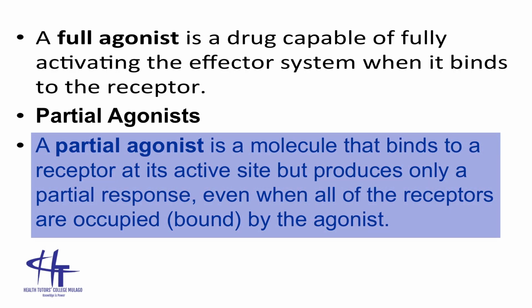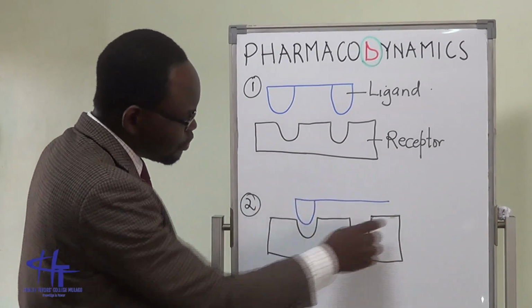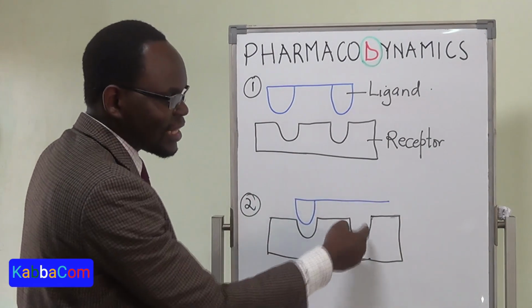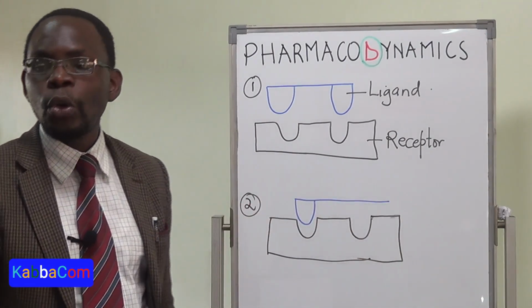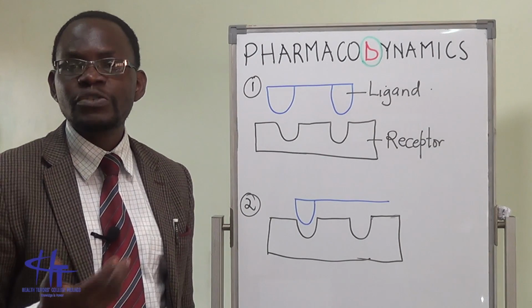So a partial agonist is basically a molecule that binds to a receptor at its active site, but produces only a partial response, even when all the receptors are actually occupied by that agonist. In other words, even if we have so many receptors like this, and they are all occupied by an agonist like this, still we shall have what we call a partial response.